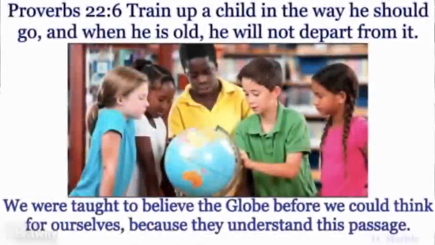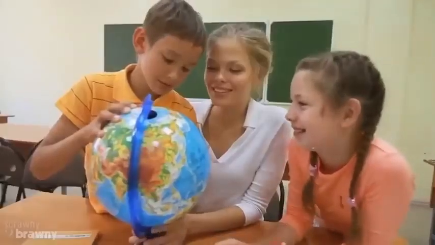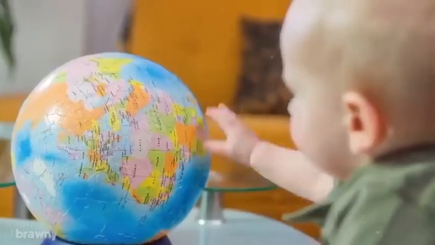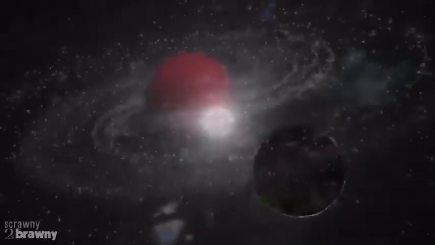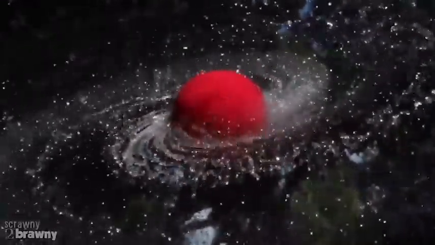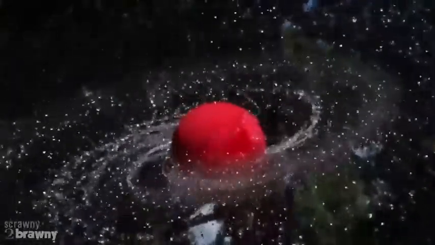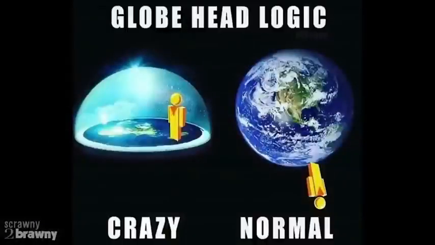Train up a child in the way that he should go, and when he is old, he will not depart from it. I believe that's why we have so many who are indoctrinated to still believe and fight so hard for the heliocentric model. The reason being is because we've been taught the globe model since before we had the ability to think for ourselves. Think about that. Before you could think for yourself, before you could form rational thought, you've been taught that you live on a spinning ball, although your five senses tell you something totally different.